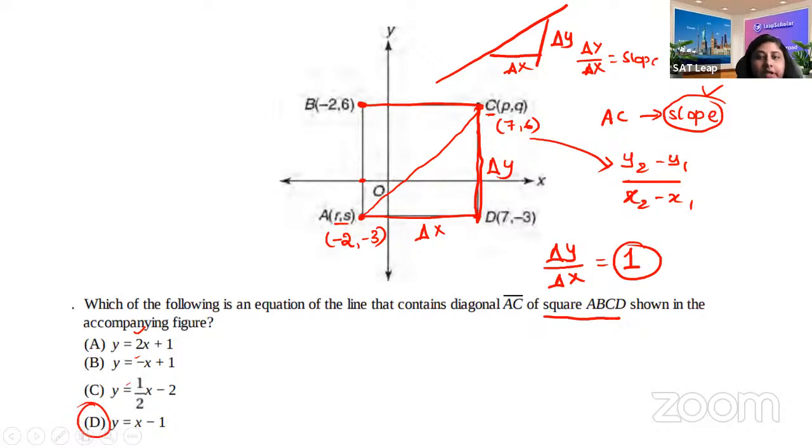Either get the coordinates and find out the slope, or we know that it is a square, sides are the same, so the change in y with respect to change in x ratio is going to be 1 all the time. Okay, so that's how you can answer this question. Hope it is clear to everyone.